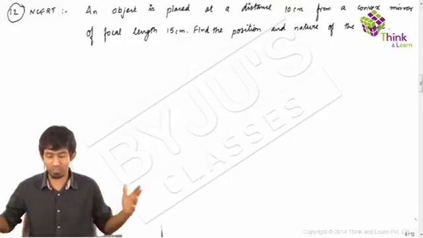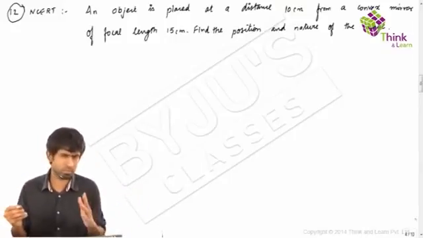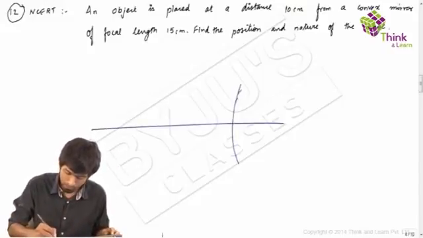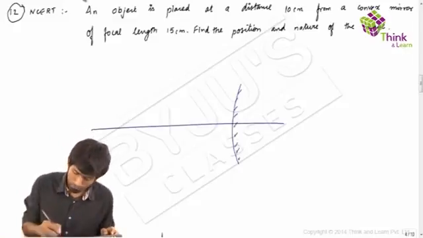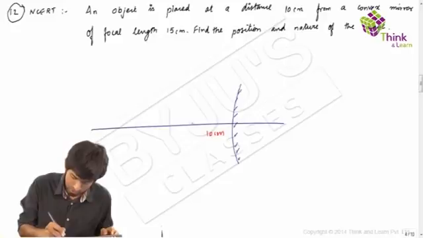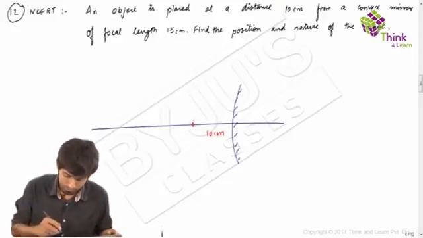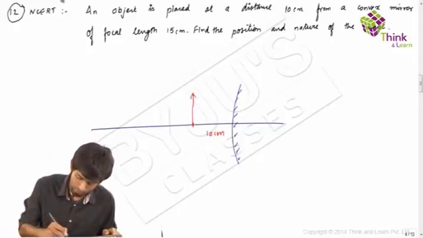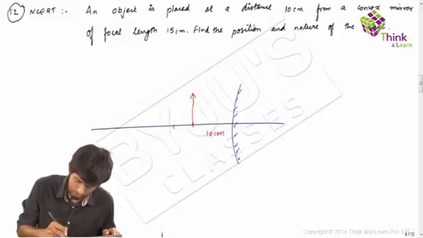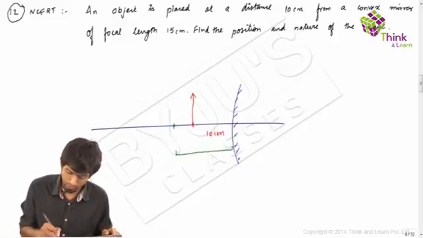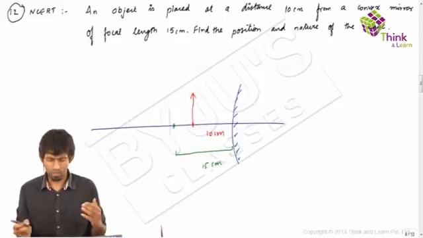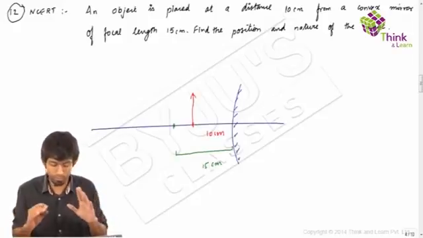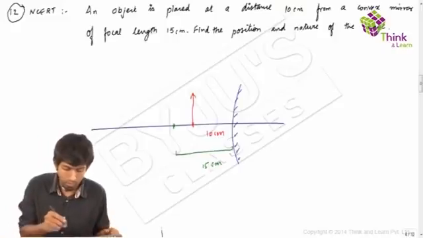So an object is placed at a distance of 10 centimeters from a convex mirror. We don't need the diagram, actually, but we'll draw it just for the fun of it. So an object is placed 10 centimeters from a convex mirror of focal length 15 centimeters. So we'll mark off one more point here, just so that we know it's 15 centimeters. So approximately over here, that's our focal length. What is the question? Find the position and nature of the image. Now, we drew this in our mind so that we have a vague idea at least of how the image is going to be. So we'll do that, right?